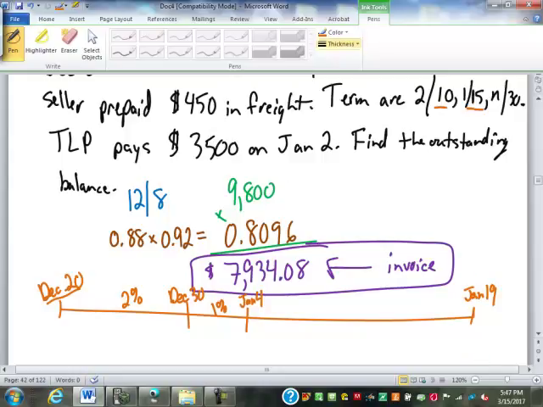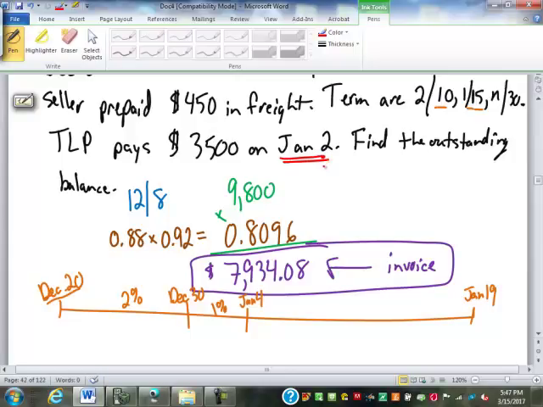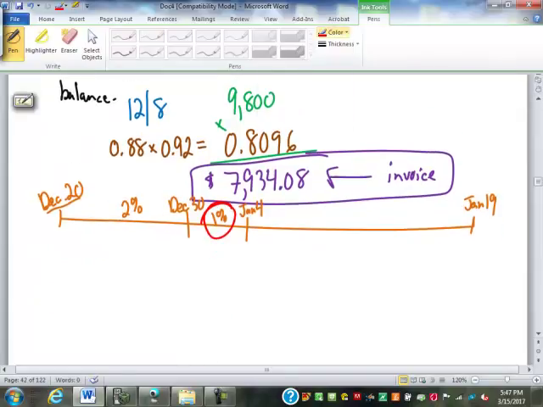So the payment on January 2nd is eligible for a discount of how much? 1%. But of course, what's going to happen to that $3,500 first? Shipping.